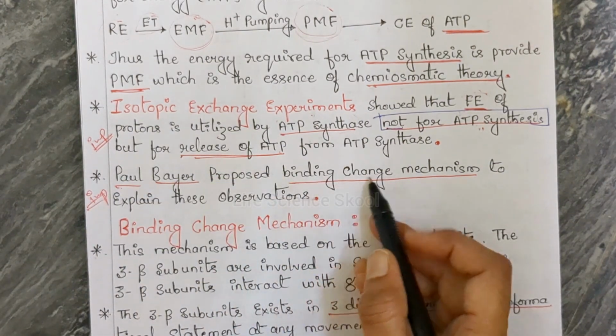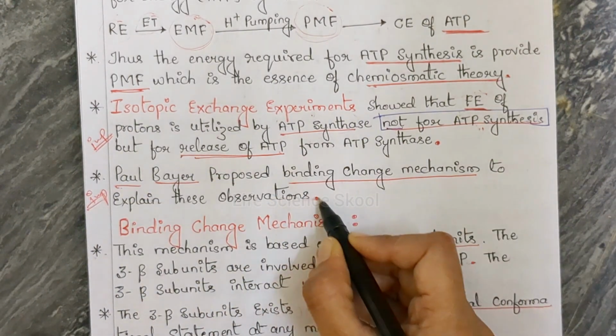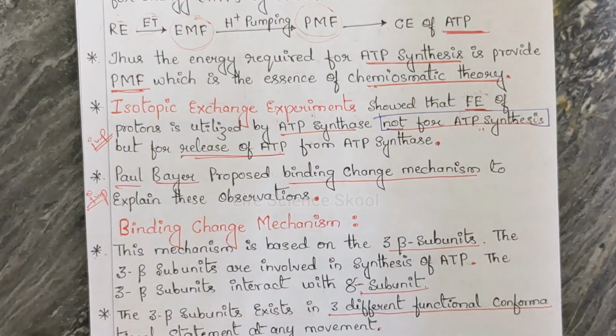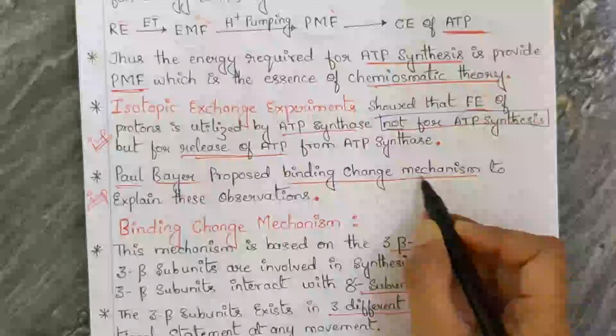Paul Boyer, this is important, this point is also important. Paul Boyer proposed the binding change mechanism to explain this observation. To explain this observation, Paul Boyer proposed a theory or mechanism that is called the binding change mechanism.